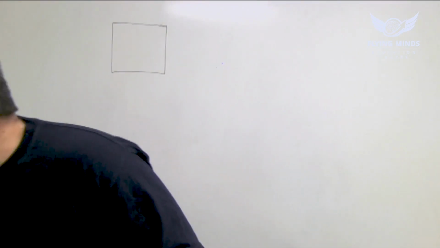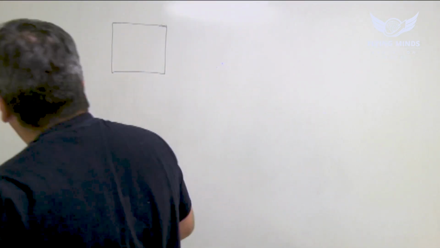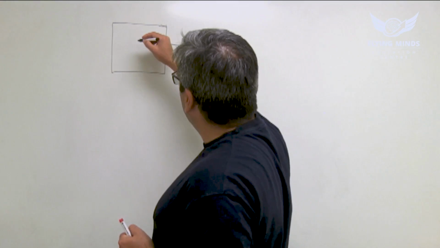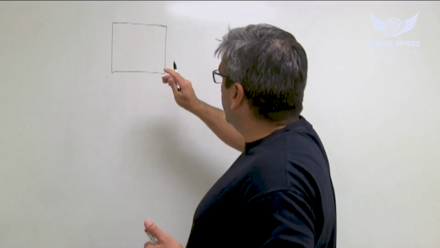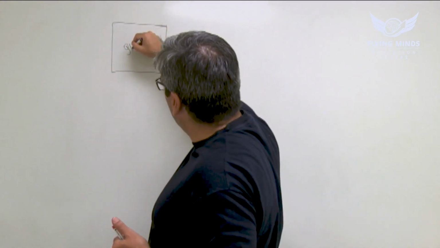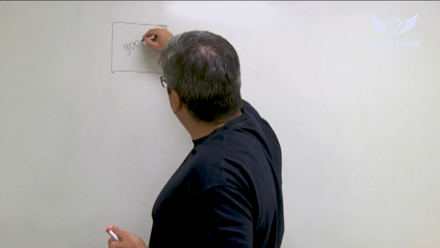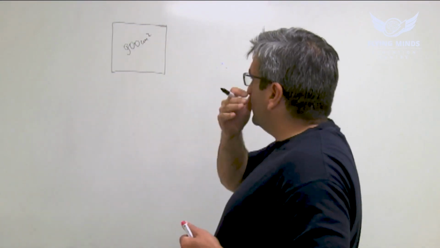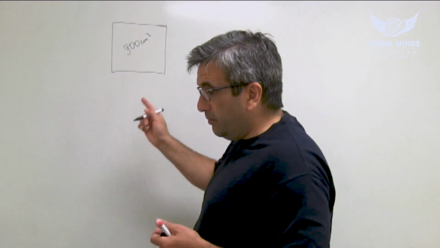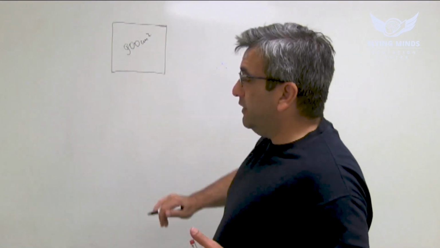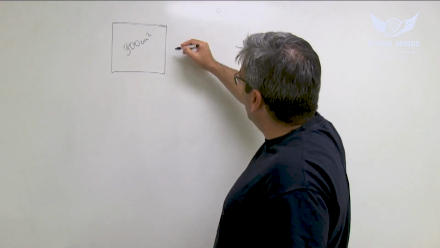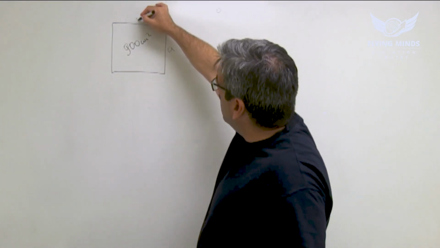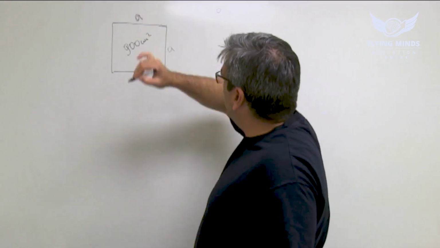Yeah, 900. This is okay. Let's take a not-hard one. So we have a figure with an area of 900 centimeters squared, right? We need to prove that this figure is a perfect square. So we need to prove that these side lengths are equal.